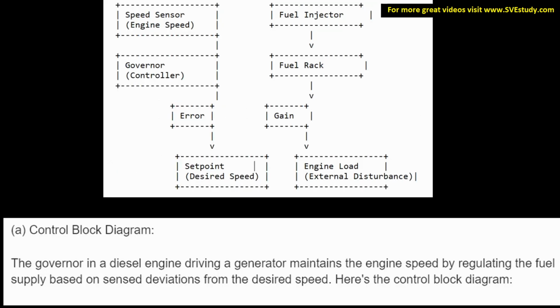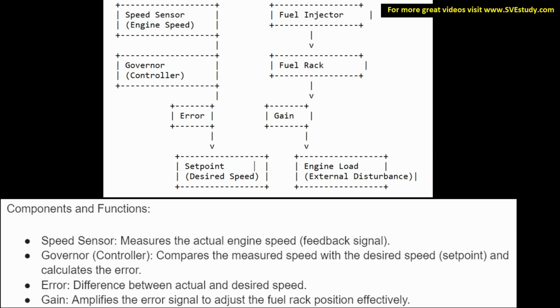The governor in a diesel engine driving a generator maintains the engine speed by regulating the fuel supply based on sensed deviations from the desired speed. Here's the control block diagram with its components and functions.